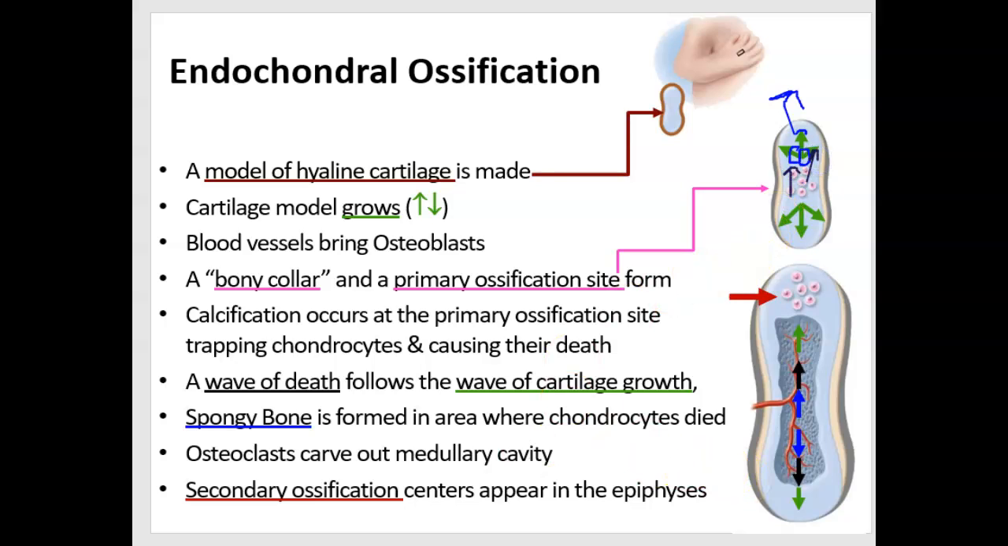Then the bone cells make spongy bone. Osteoclasts make sure that the medullary cavity is the right width to accommodate bone marrow as well as blood vessels, and then the secondary ossification centers occur in the epiphyses.